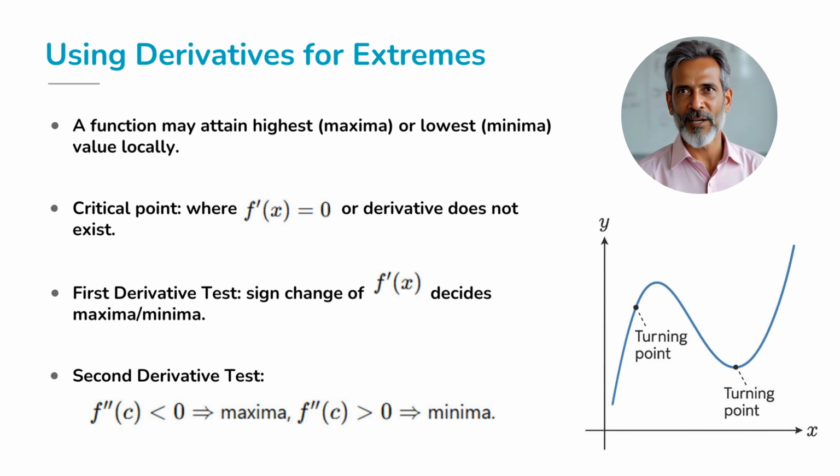By the second derivative test, if f double dash of c is less than 0, then maximum at c. If f double dash of c is greater than 0, then minimum at c. Think like a hiker. When the climb turns into a descent, you've reached the peak. When descent turns into climb, you've reached the valley.